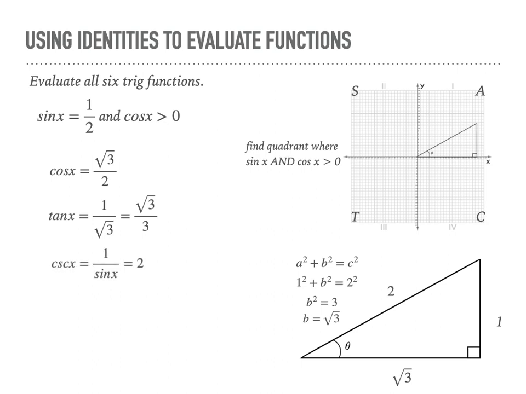Cosecant of x is 1 over sine of x, which is 2, because we've already been given that information. We just reciprocate 1/2, which is 2. Cotangent of x is 1 over tangent of x, which is root 3. And secant of x is 1 over cosine of x, which is 2 over root 3.